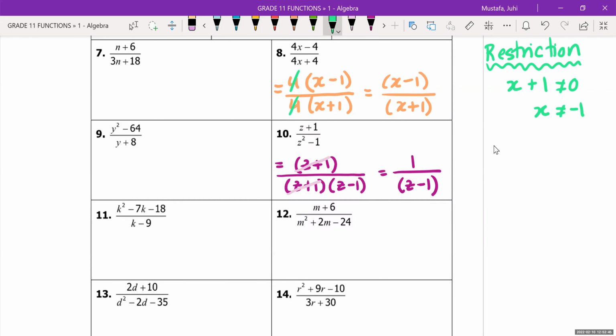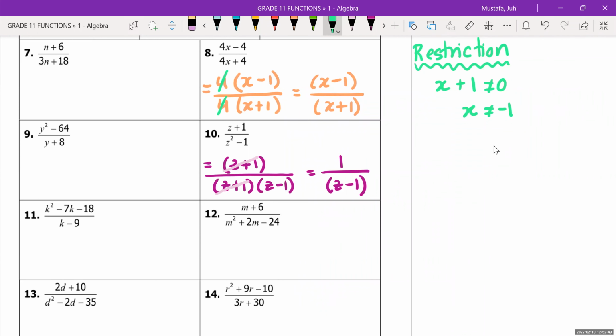All right, let's state the restrictions. Now, if you're wondering, do I state the restrictions before I started crossing things out or the simplified version? The answer for that is you state the restrictions before you started crossing anything out.